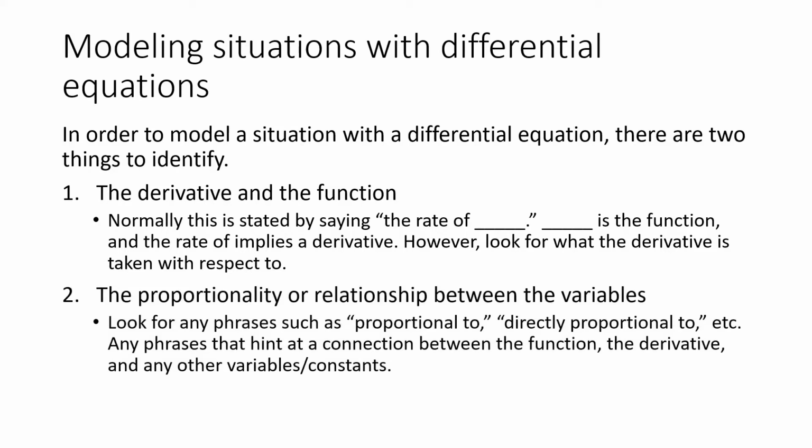Now, the proportionality relationship between the variables is also very important. Obviously, if it says equals to, that's pretty self-explanatory. You'll already have a basis to set up your equation. But there are phrases such as, let's say, dy/dt is proportional to y. That would mean that dy/dt is equal to some constant, let's call it c, times y. And if it says it's equal to some constant times y, well, even easier. More broadly, there may be some phrases that hint at the connection between the function, the derivative, and any other variables or constants, but proportionality or an equivalence are the most important ones.